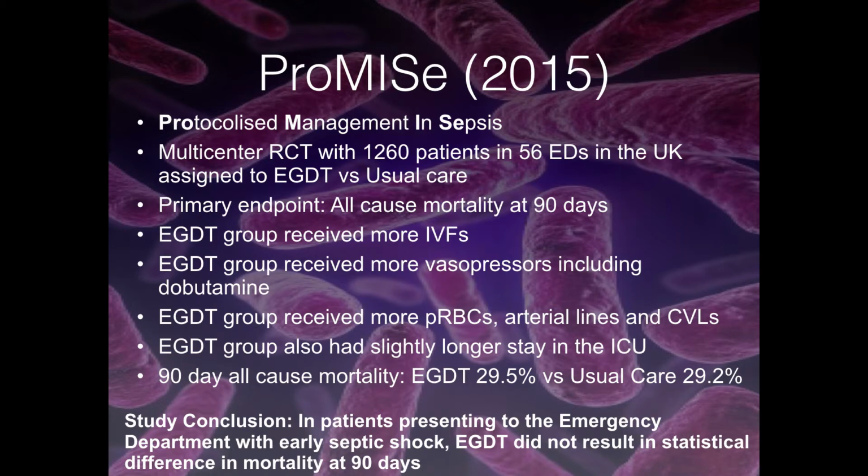But the primary endpoint, once again, was all-cause mortality at 90 days. Once again, I'm not going to read it to you. The early goal-directed therapy group got more everything, and the outcomes were still the same, 29.5 and 29.2. So once again, no change in the outcomes versus usual care and protocolized care.